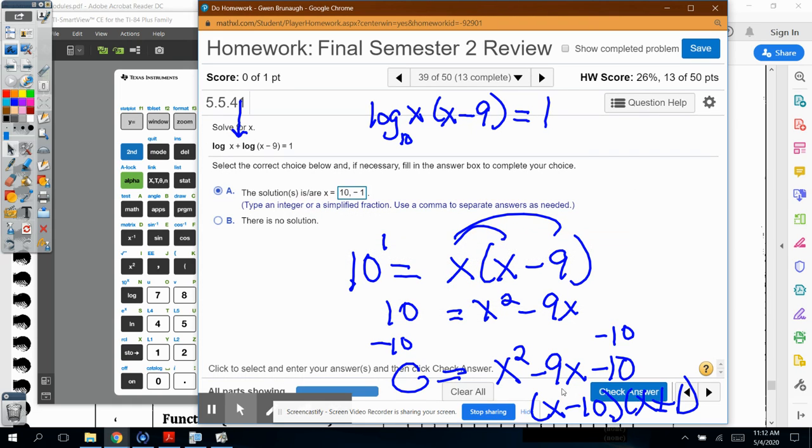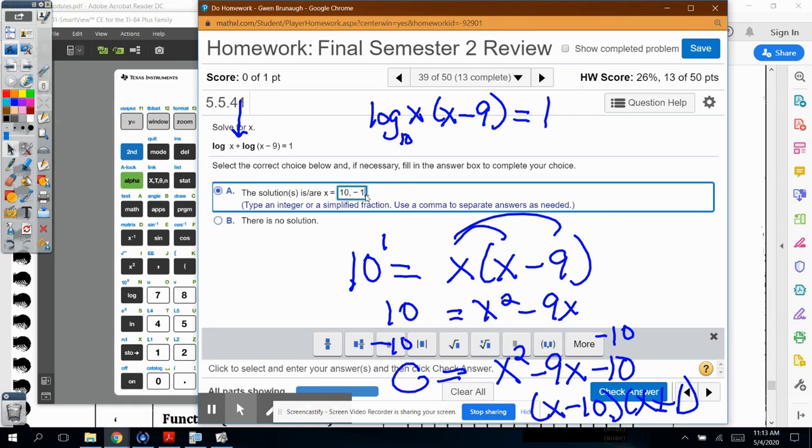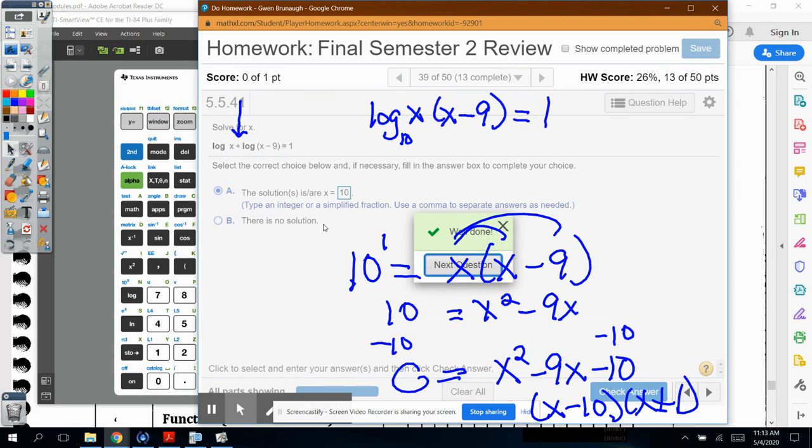What'd I do? Minus 10, plus 1. x squared minus 9x minus 10. Oh, I have to check my answers. That's what I have to do. So when I get negative 1, I cannot have log of negative 1. So we chuck the negative answer. I forgot, because there are risks with logarithms. We cannot just put a negative there. So it's just 10. Ooh, good job.